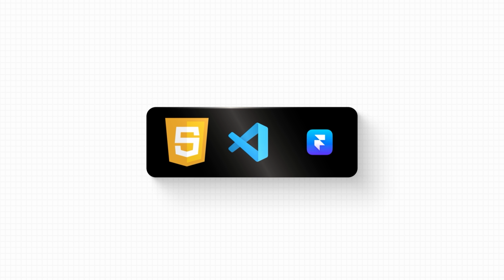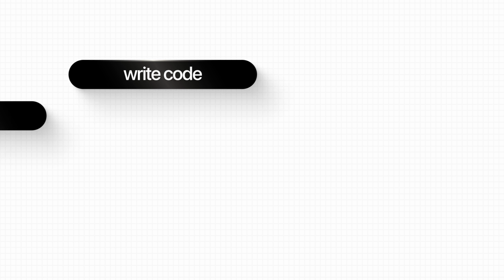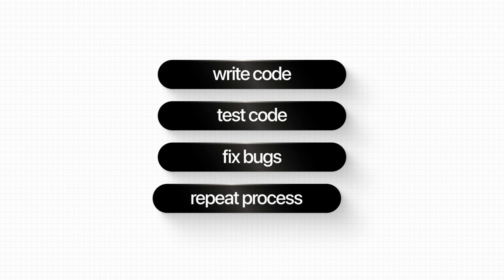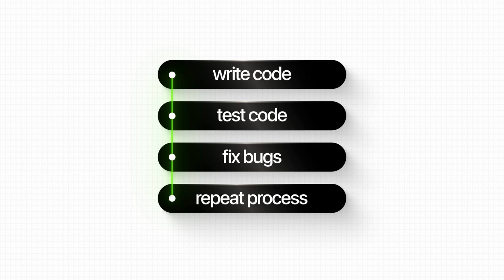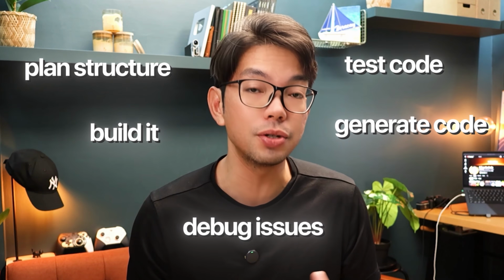What really makes this different from traditional website builders or even tools like VS Code is how much of the work it takes off of your plate. Normally, building a site means you plan everything out. You write the code, you test it, you fix the bugs, and you keep going back and forth. And here, that entire process is handled by AI agents. So they don't just generate code, they plan the structure, they build it, they test it, and even debug issues on their own. It feels less like using a tool and more like working with a team that's doing the heavy lifting for you.